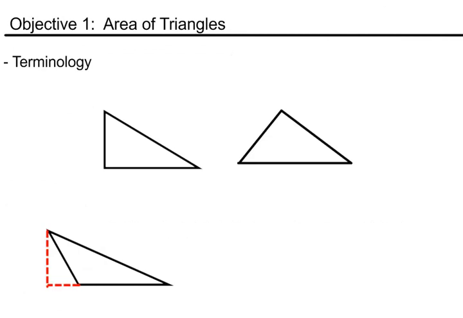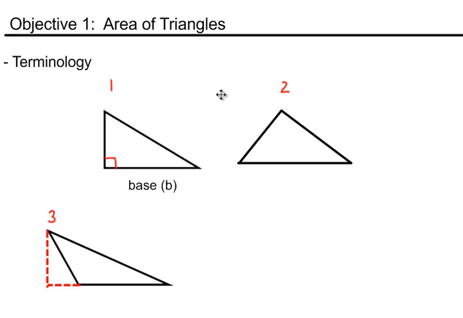So our first objective is to talk about the area of triangles. We have some terminology to talk about. We have three triangles. We have a right triangle, and we'll call that case 1. We have an acute triangle, and we'll call that case 2. And an obtuse triangle, we'll call that case 3. So case 1, case 2, and case 3.